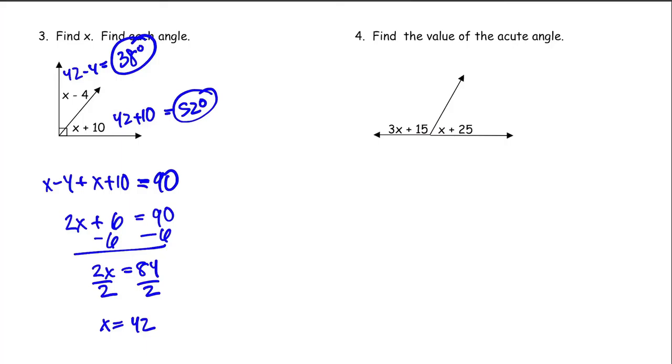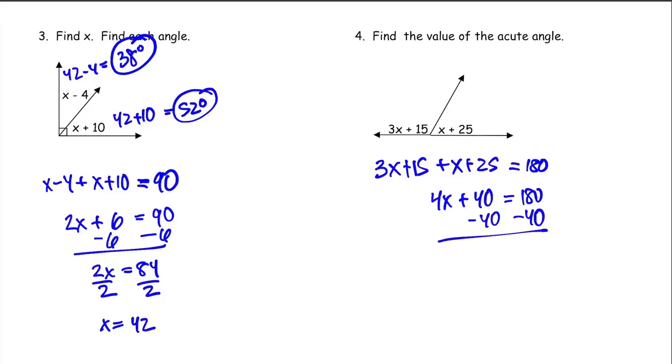And example 4. You have to recognize the relationship from the picture. So I've got two adjacent angles here that form a straight line. So anytime we have a straight line, remember those add up to 180 degrees. So I've got 3x plus 15 plus x plus 25 equals 180 degrees. Combining like terms, 4x plus 40 equals 180. Subtract 40. That gives me 4x equals 140. Divide by 4. So I get x equals 35.